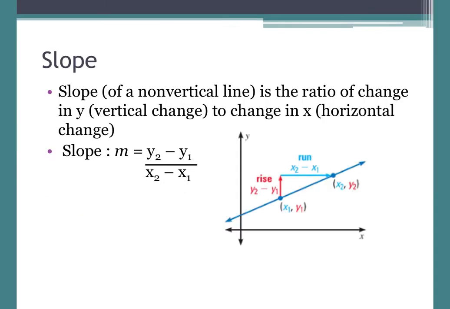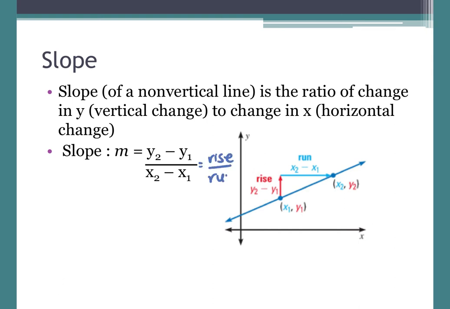Okay, first thing is just the definition of the slope of a line. The slope of a non-vertical line is the ratio of the change in y, or the vertical change, to the change in x, or the horizontal change. The variable we use in equations for slope is a lowercase m. If I'm given 2 points, I would find the slope of the line that connects those points by doing y2 minus y1 over x2 minus x1. This is also known as rise over run.